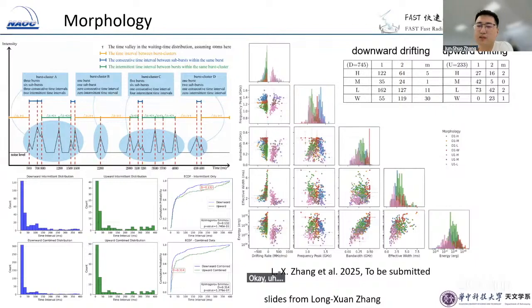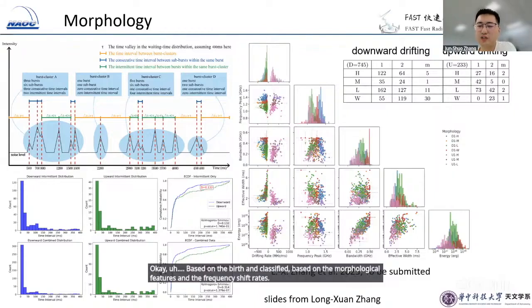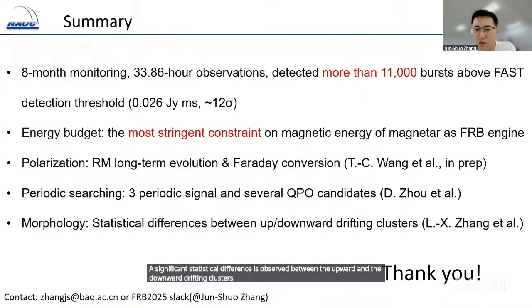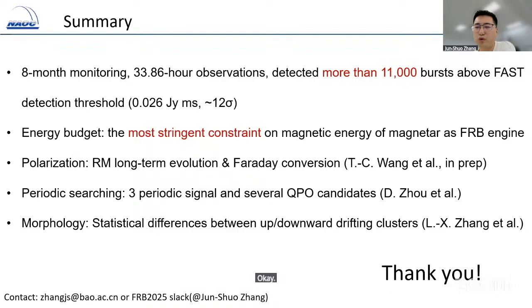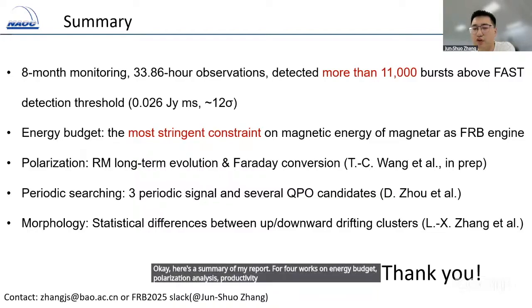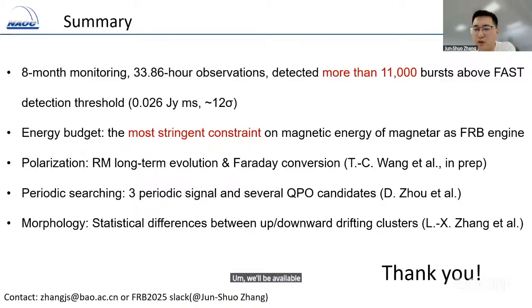The bursts are classified based on the morphological features and the frequency drift rates. Significant statistical differences are observed between the upward and downward drifting clusters. Okay, here's a summary of my report. Our four works on energy budget, polarization analysis, periodicity searching, and the burst morphology will be available soon as a preprint on arXiv. Thank you for your attention, and I will be happy to take any questions.